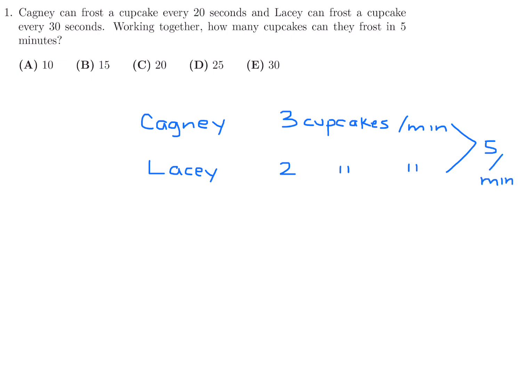So in 5 minutes, it would be 5 times 5, which is 25. 5 per minute, in 5 minutes, it would be 5 times that. So 25 cupcakes they can frost working together. And therefore, number 1, the answer is D.